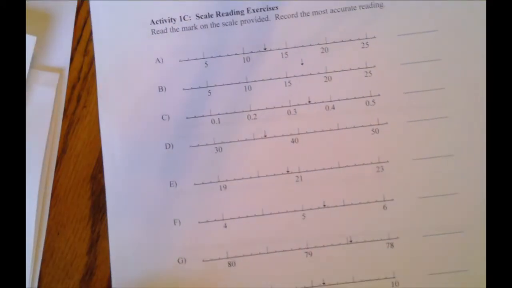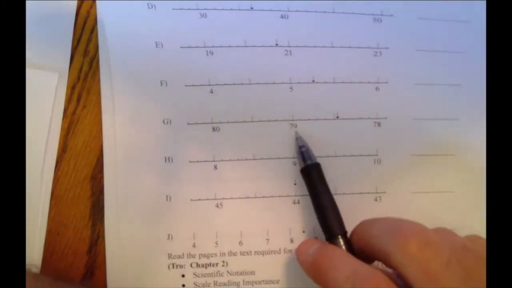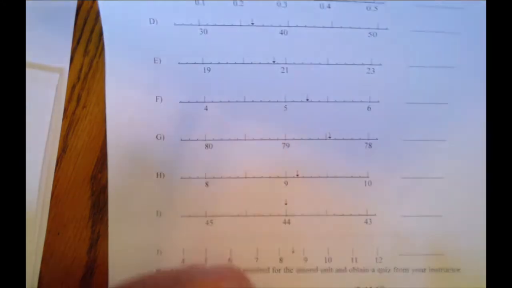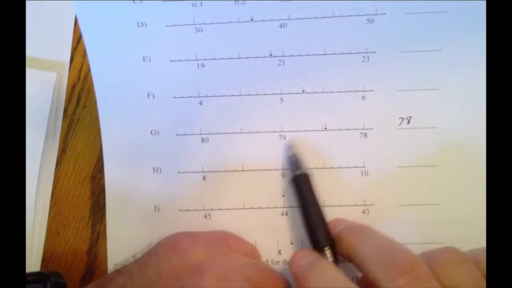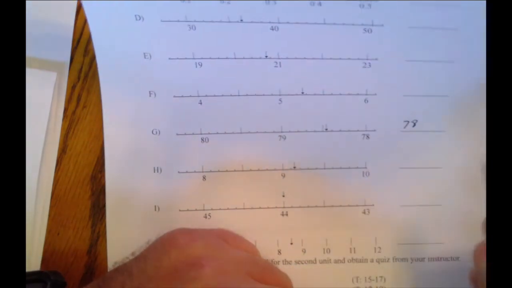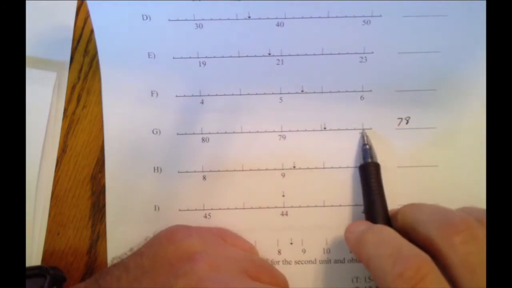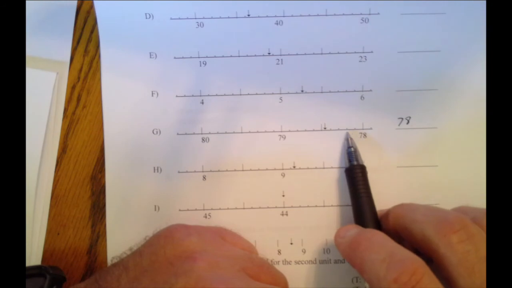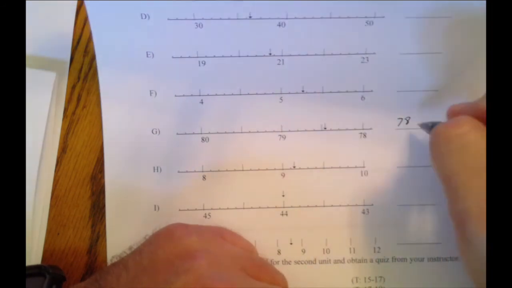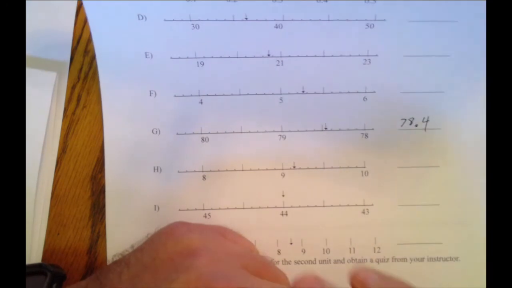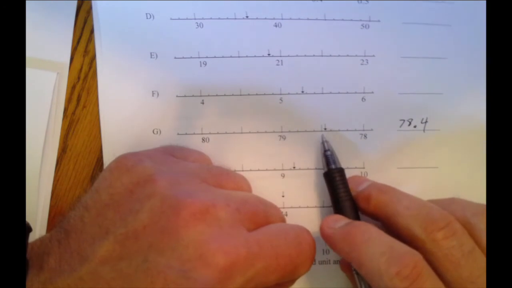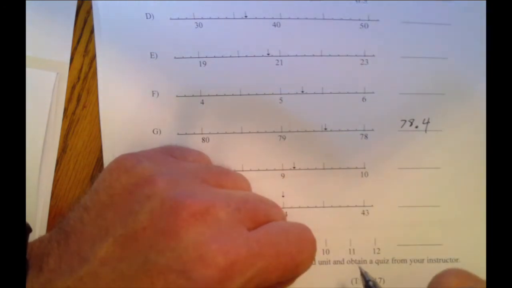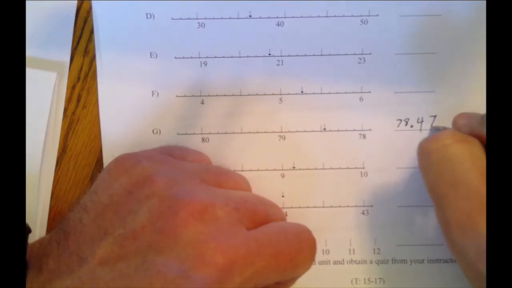Let's try another one. Let's try this one, because this one's interesting. 79 and 78. It's between 79 and 78, so that means it is 78. It's always the lower number, even if it's written the opposite way. So that's 78.1, 0.2, 0.3, 0.4. It's between 0.4 and 0.5, so it's the lower of the two. 78.4. I think that's a little bit more than halfway, so I would be happy with 78.46, or I might even go all the way to say it's 78.47.